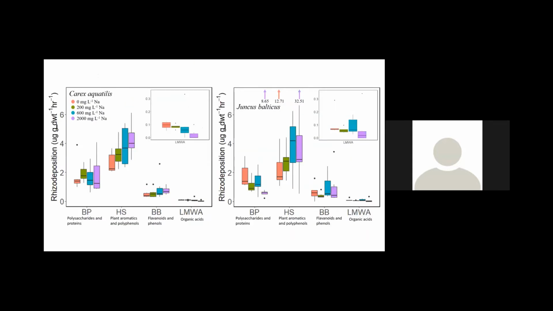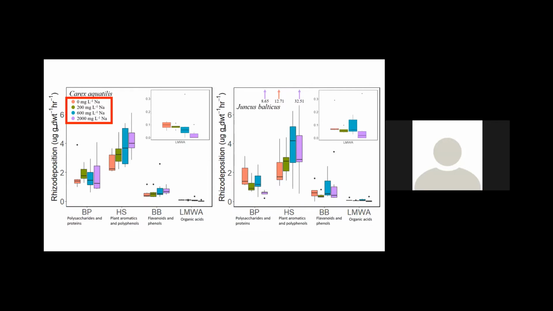So these are my results. We have Carex equatalis on the left and Juncus balticus on the right. The y-axis shows the rhizodeposition rate, and then the x-axis has those different carbon fractions that I mentioned earlier. As you can see, both species have fairly similar rhizodeposition rates and have a very large contribution of those aromatic compounds and those biopolymers.